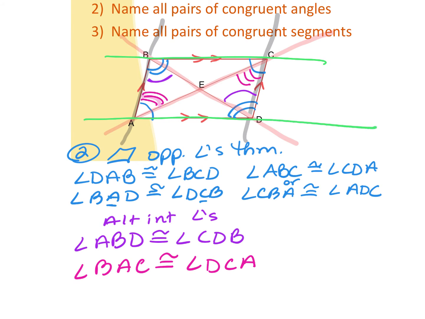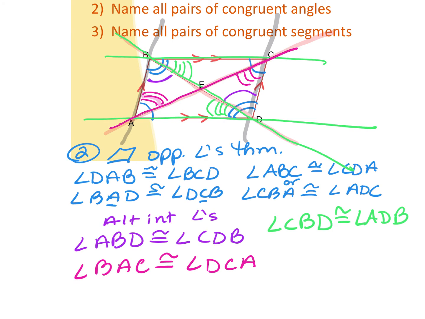And now, still using the transversals again, now we've got another pair. If I use this transversal, it's forming 1, 2, 3, 4. So this angle, and does the green show up? Yeah. So angle CBD is congruent to this one here, 1, 2, 3, 4, angle ADB. And then I also have the other transversal going this way now with those green lines.